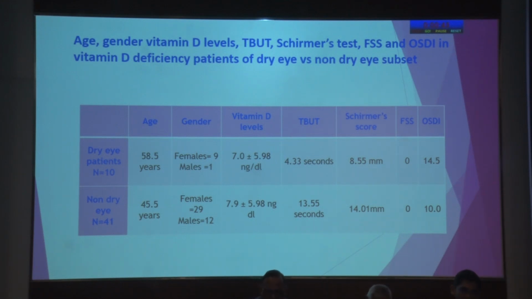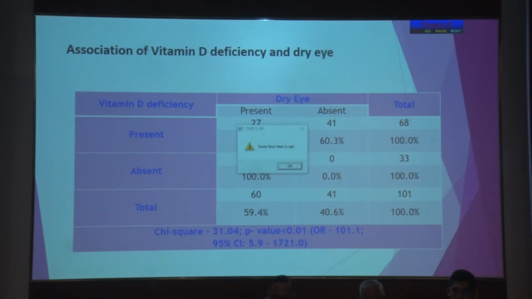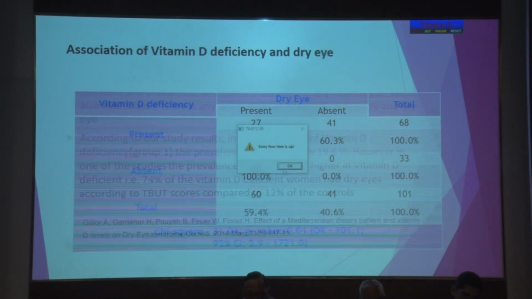Here I would like to say that the vitamin D deficiency subgroup had dry eye patients, which are 10 in number out of 51. In the other subset, the dry eye patients of vitamin D deficiency versus non-vitamin D deficiency subset, almost everyone had the dry eye symptoms. The criteria used for dry eye had been positive in that case. Association using chi-square test, the p-value came out to be less than 0.01.